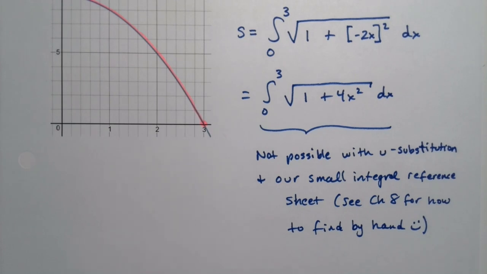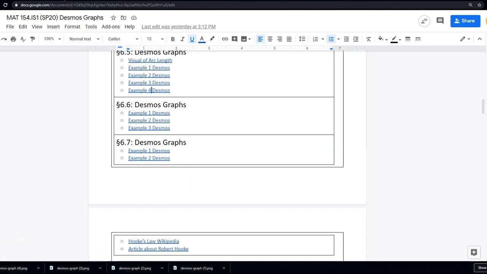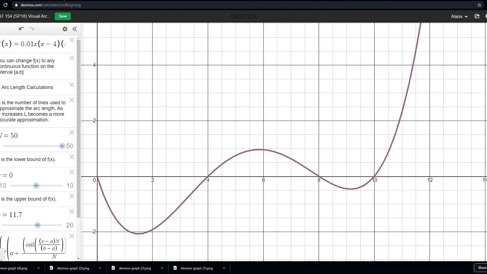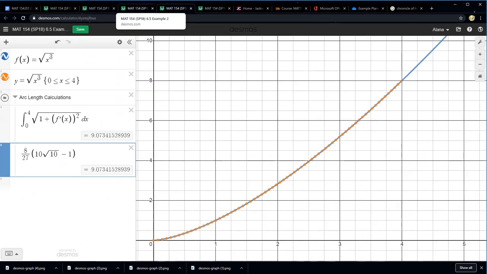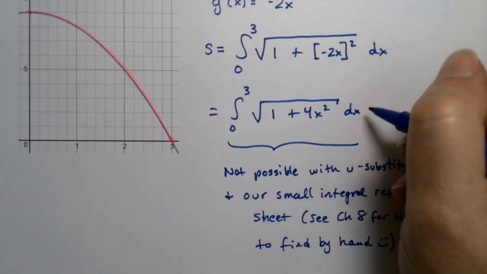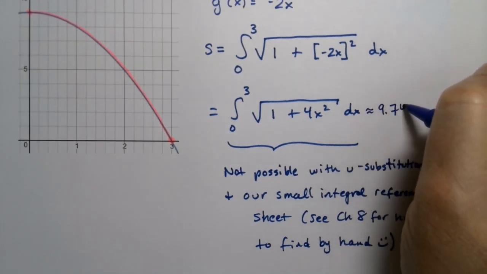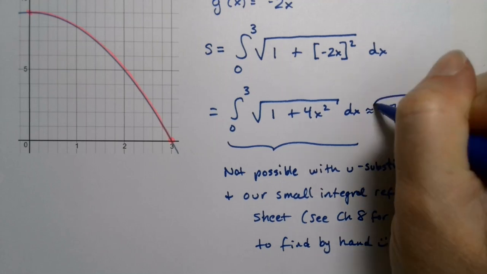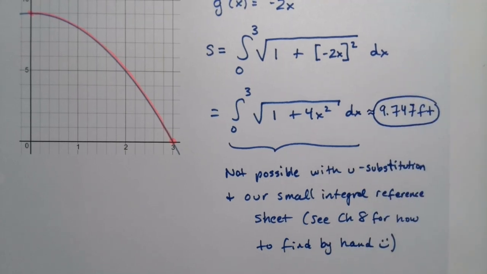So let's go to Desmos. And we're looking for, let's see, which integral. This is example 2, so right here. So the arc length would be right there. And the beautiful thing about Desmos, of course, is I don't even have to technically find the derivative. I can just type f prime of x, square it, and say I want it from 0 to 3, and it knows what I'm doing. So it's 9.747. And it would be feet because we're told at the top that x and y are in feet.